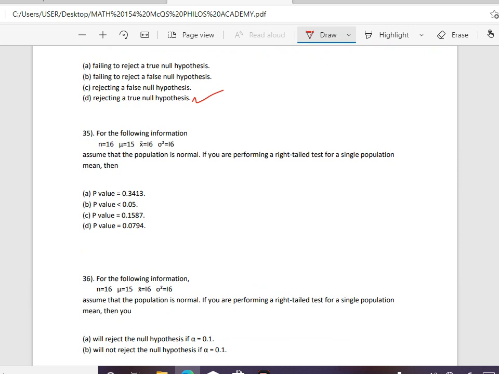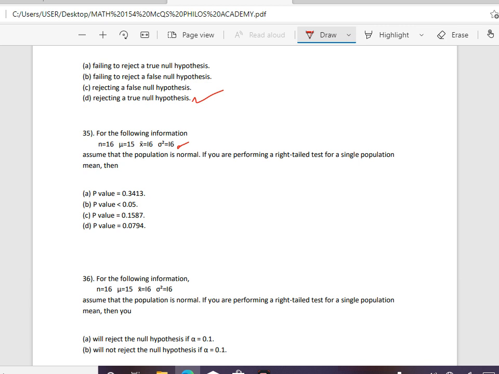Then 35. For the following information, n equals 16, mu equals 15, sample mean equals 16, and variance. Whenever you have this square, it's known as variance. But whenever you have this without a square, it's known as standard deviation. So be very careful about that. So we've been given a variance. Now, assume the population is normal. If you are performing a right tail test for a single population mean, then the p-value is.